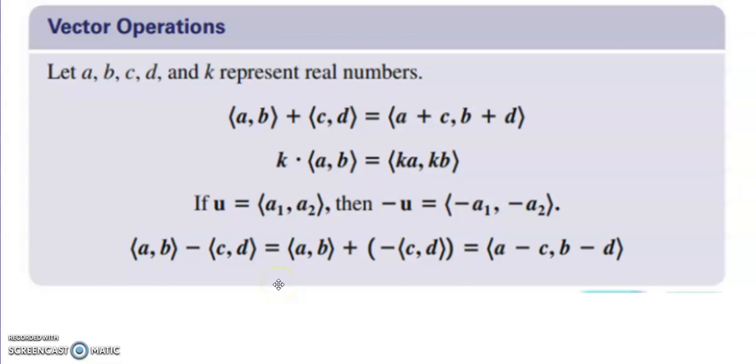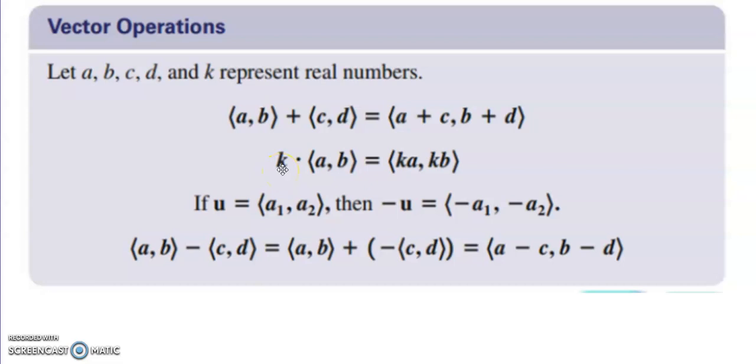Alright, so here's some rules about working with vectors. If I give you A, B, C, D, and K, and they are just real numbers, any numbers, and I write A and B as a vector, and I write C and D as a vector, and I want to add those vectors together, what they're saying is add the horizontal movements together and add the vertical movements together. That's it.